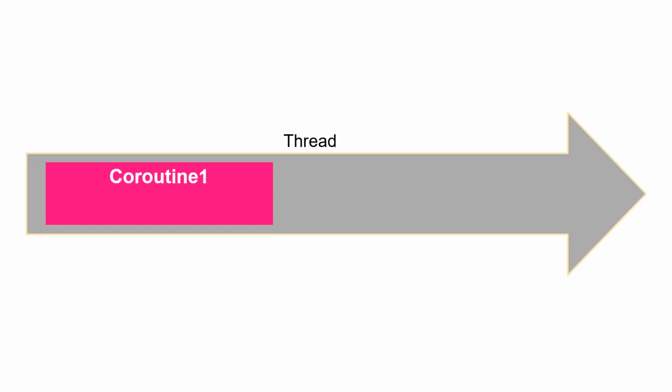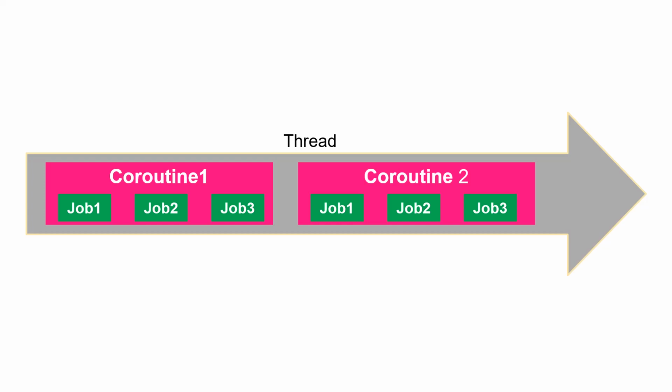After suspending, the same coroutine can resume on another thread. Thus, a coroutine doesn't belong to a particular thread. Also consider a coroutine has some jobs to do. A coroutine may have multiple jobs to do, and a thread may contain multiple coroutines. Let's get back to code and see how to create a coroutine.